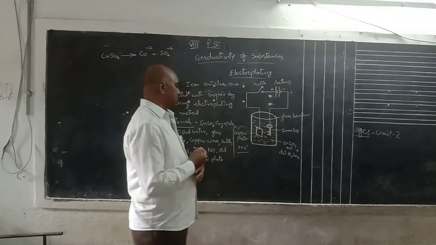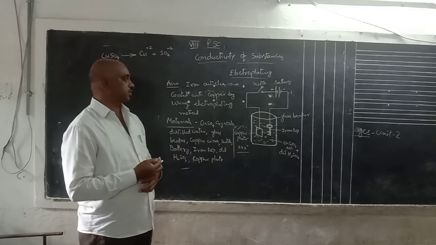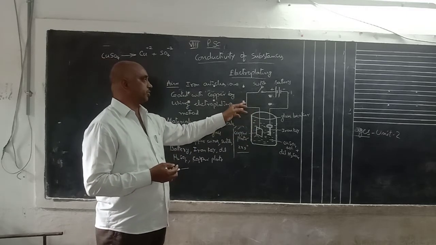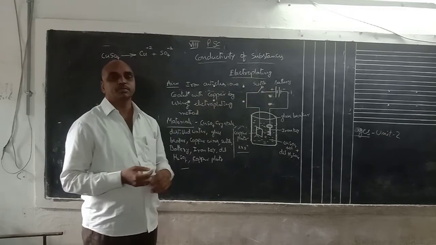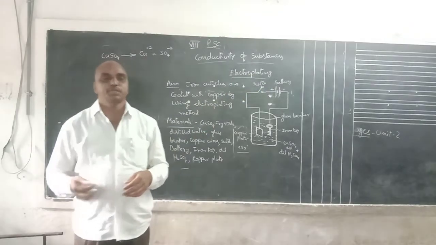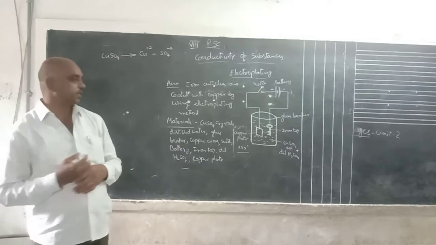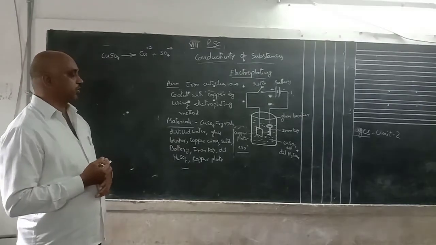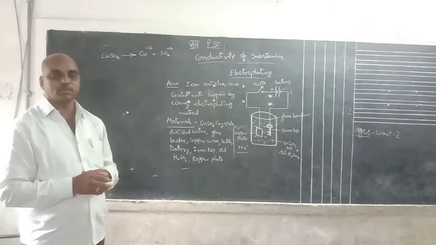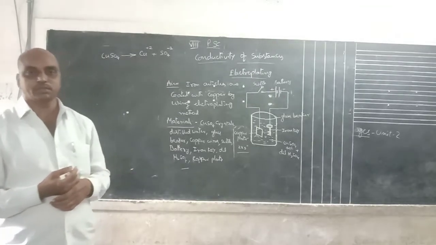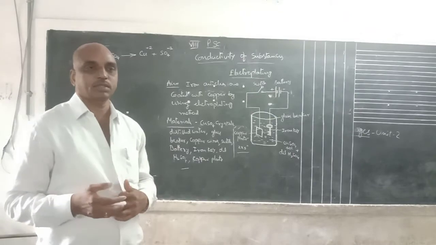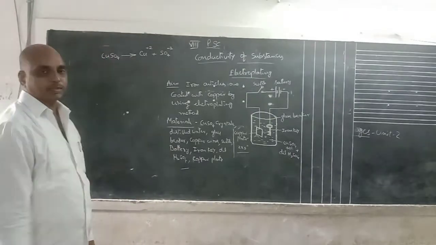And take a copper plate, 2 into 5 centimeters. That copper plate is connected to the copper wire hanging to the positive terminal of the battery and switch. Suppose you press the switch, it means current is passing, and in this solution add some quantity of sulfuric acid. Sulfuric acid is used because with this sulfuric acid, electrical conductivity increases. That means the reaction takes place fast.